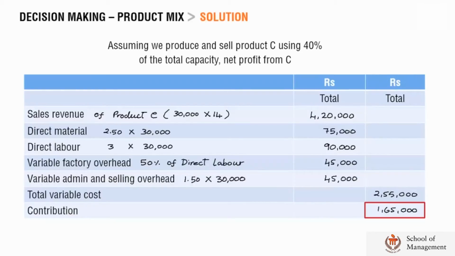Now, the contribution that has come from product C is 1,65,000 rupees, but because of using 40% of the capacity for C, we have only 60% capacity left for A and B. Therefore, the contribution that we would have got from product A and product B will be reduced by 40% each, and we will have only 60% of the contribution that we would have originally got when we were using the full capacity for products A and B.